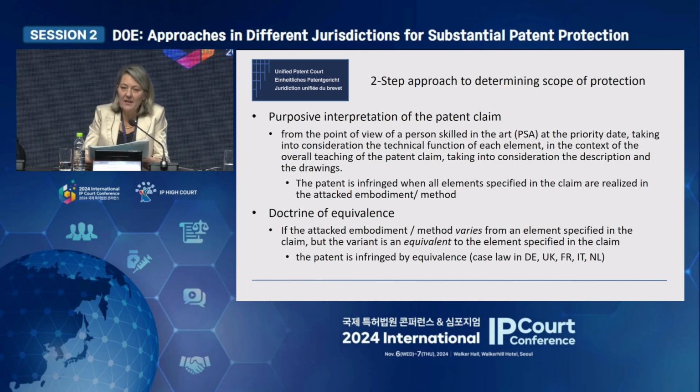Now, if the attacked embodiment or method varies from an element specified in the claim, it could still be infringing if it is equivalent. And this doctrine, which is also laid down in the protocol to Article 69, is the same for all types of patents.